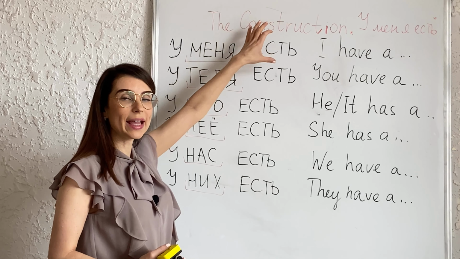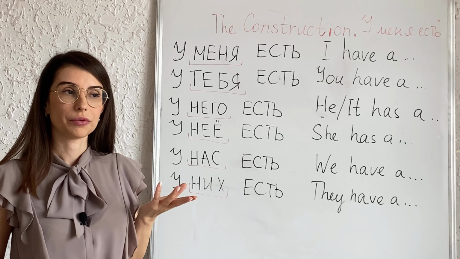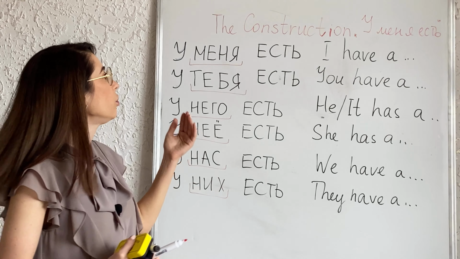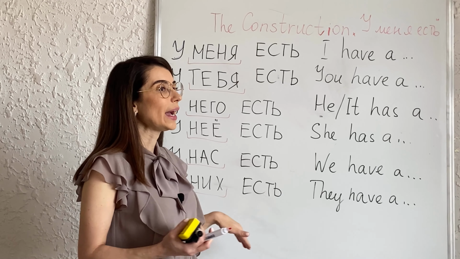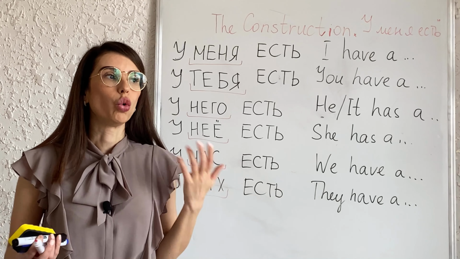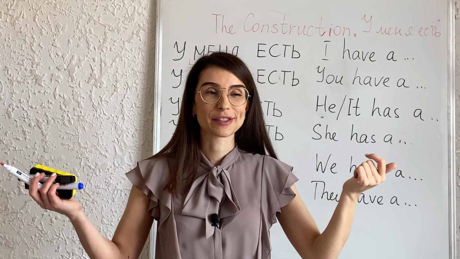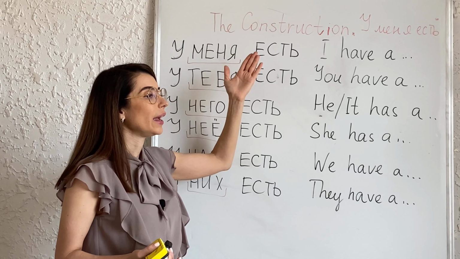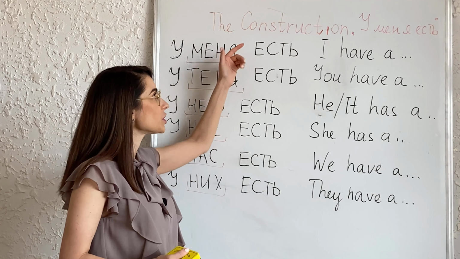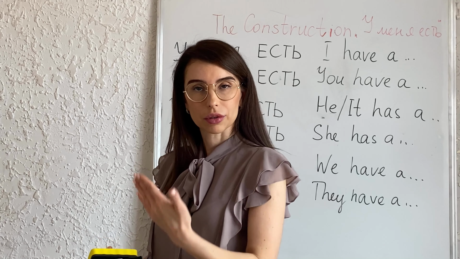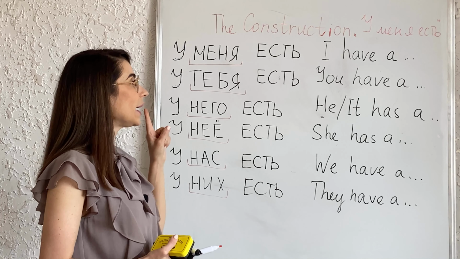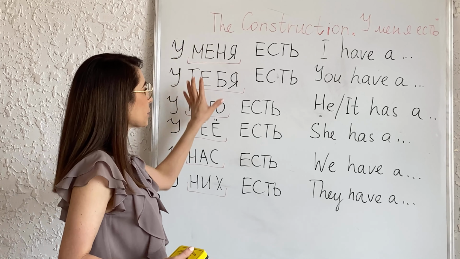After the word есть, which means have, we can use an infinitive or some noun. У меня есть, I don't know, chair, stool, without changing. У меня есть сестра, sister. У меня есть брат, brother. У меня есть чувство. Чувство means feeling. Every word you use after есть will be without changing, just like you see it in a dictionary. Do you understand? But the changes will be just in this part.